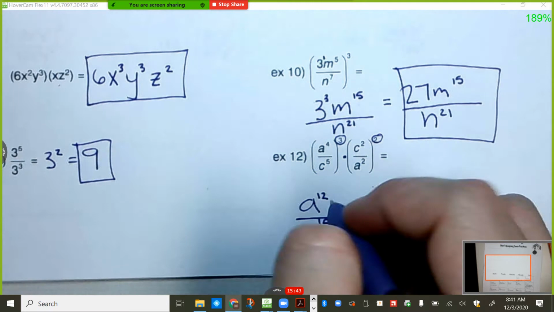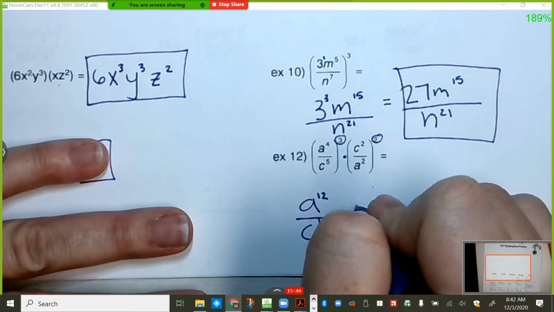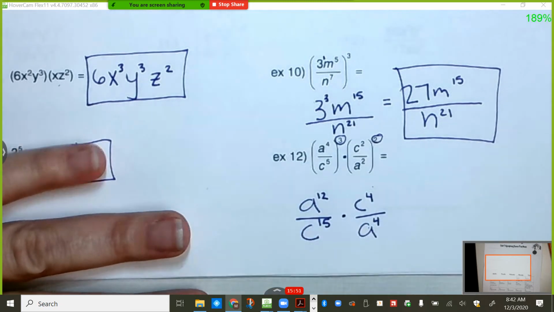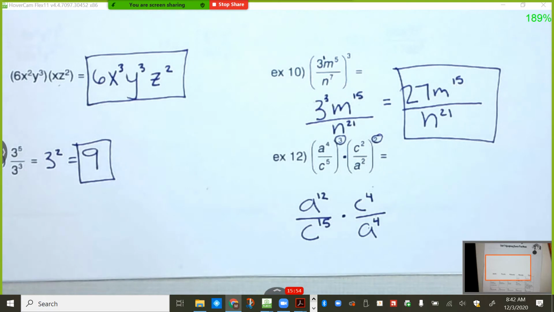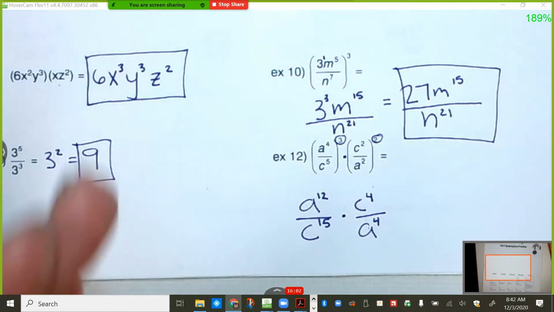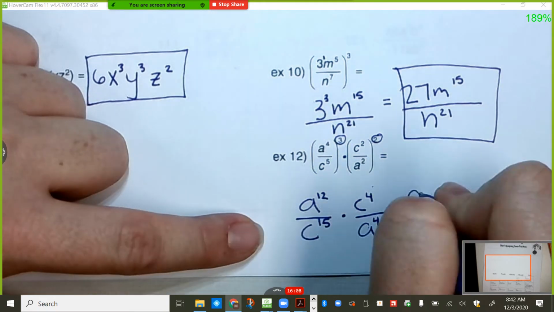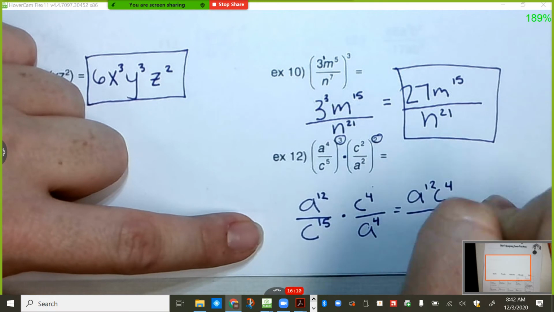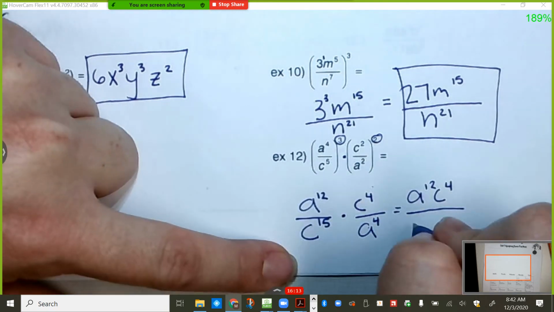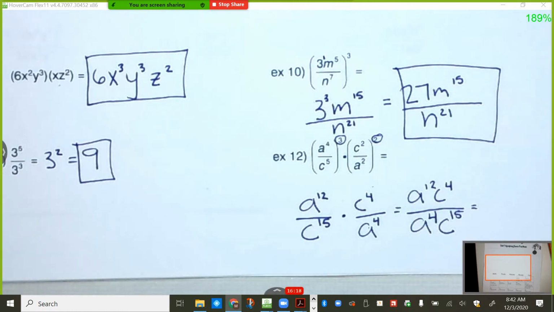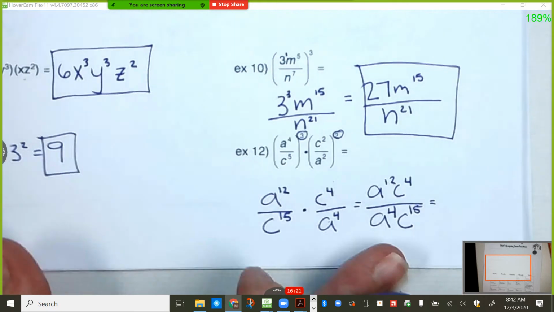Okay, so then what's 2 times 2? 4. 2 times 2 is 4. Knowing that, what do you think we do next? We can put it all together. Because with multiplying, wouldn't this just be a 12 times c4 over, well, remember, if I put it in order, it'd be a4 times c to the 15. Now what do we do? Divide. What's 12 minus 4?